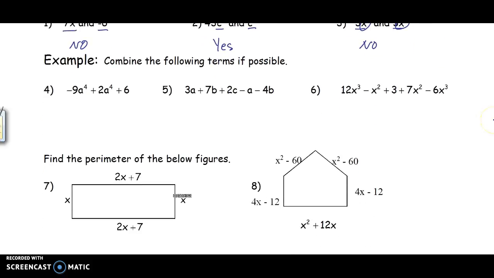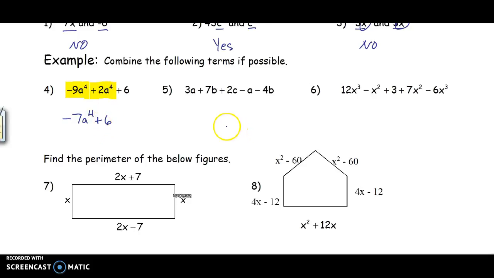Let's come down here and take a look. I'm going to show you a couple different ways of doing this. The first way, what I like to do is highlight my like terms. Negative 9a to the fourth and 2a to the fourth are like terms. So negative 9 plus 2 is negative 7a to the fourth. And then positive 6 just comes down. There's no like terms there.